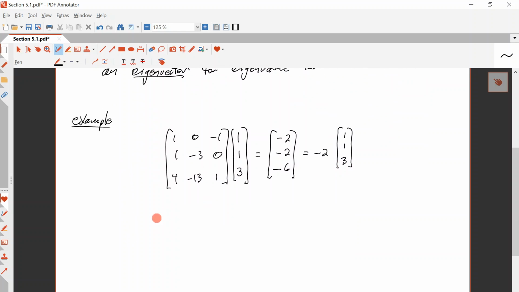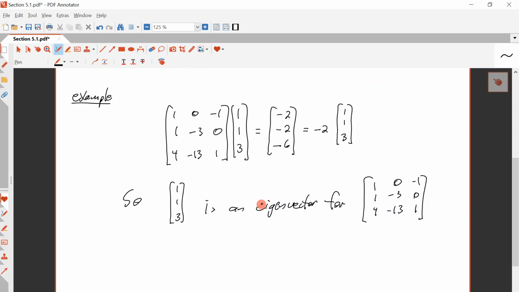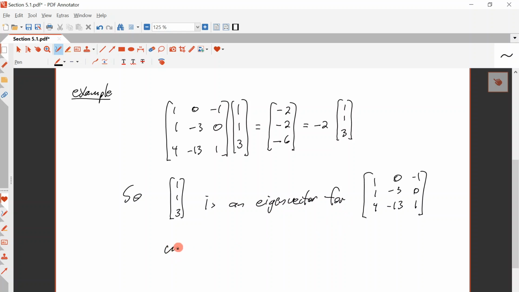Right, so 1, 1, 3 is an eigenvector for this 3 by 3 matrix, 1, 0, minus 1, 1, minus 3, 0, 4, minus 13, 1. So that is an eigenvector for this matrix with eigenvalue minus 2. So that's the scalar that you get in the end there, minus 2. Okay?